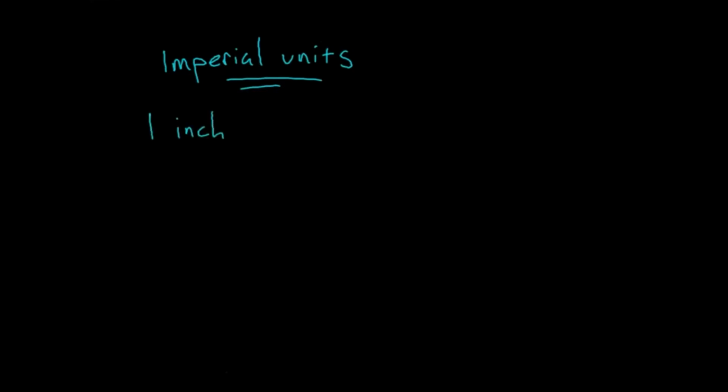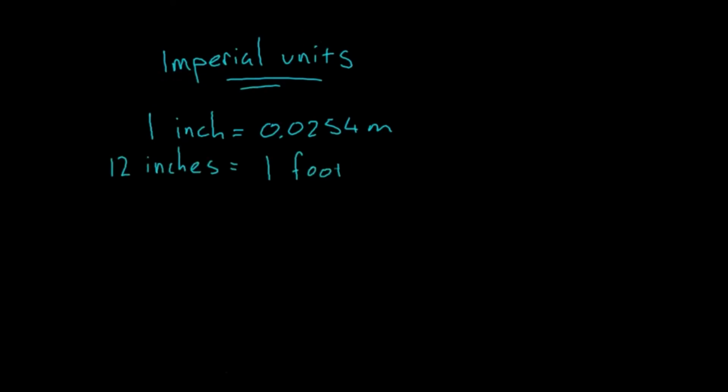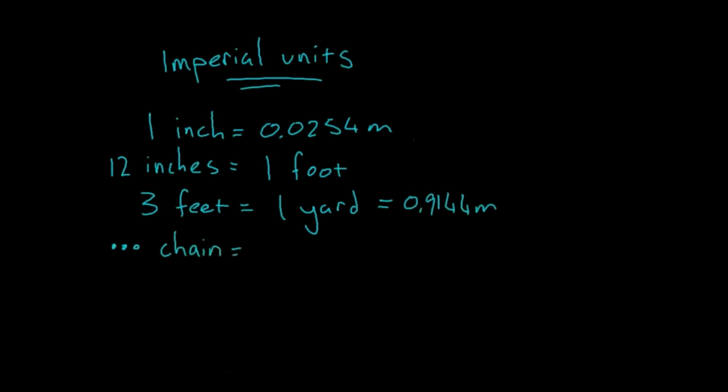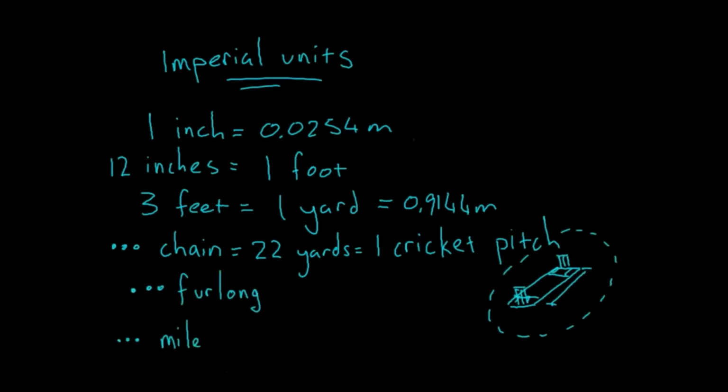One inch is 0.0254 meters, although it was originally measured as 3 barleycorns in a row. This was obviously impractical since not all barleycorns are the same. 12 inches is a foot, 3 feet is a yard. Many other imperial units were already used, such as a chain, 22 yards or 1 cricket pitch, the furlong and others. The common mile is 1.609 kilometers.